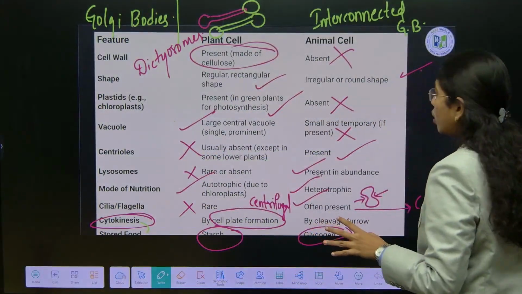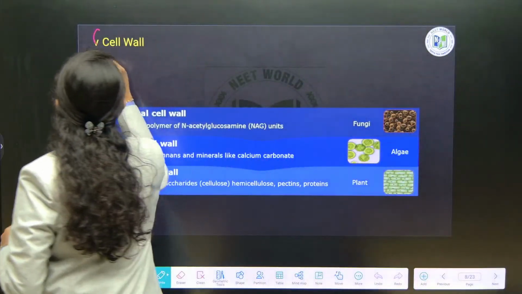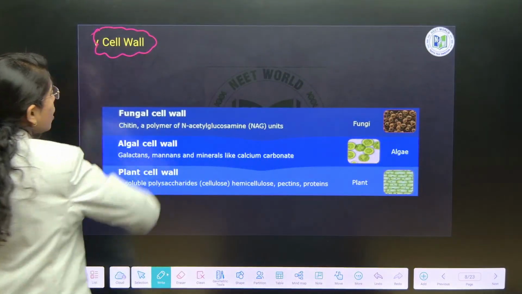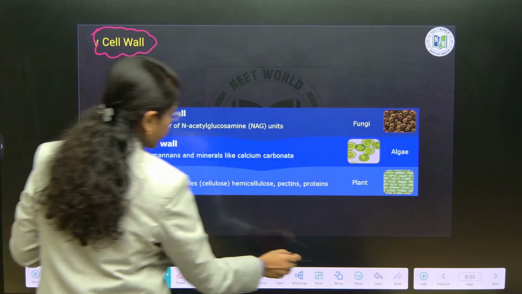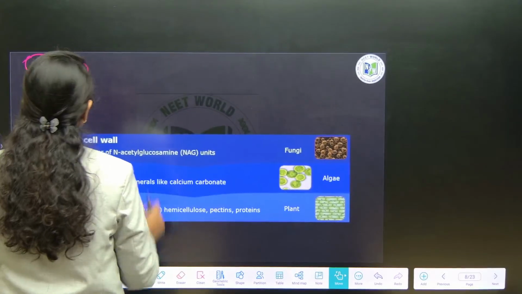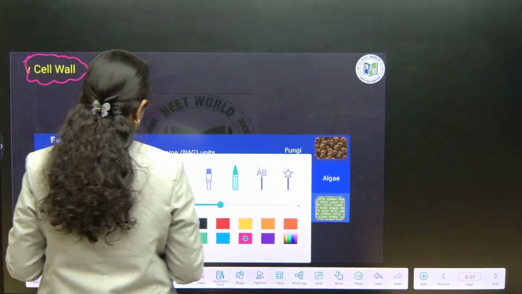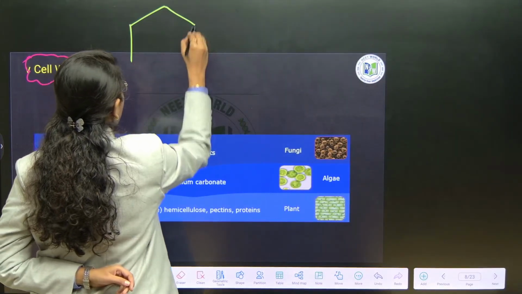Now we will move on to the outer limiting boundary of a plant cell, that is the cell wall. First we will see how a cell wall in a plant cell is formed. Let us suppose these two are plant cells.